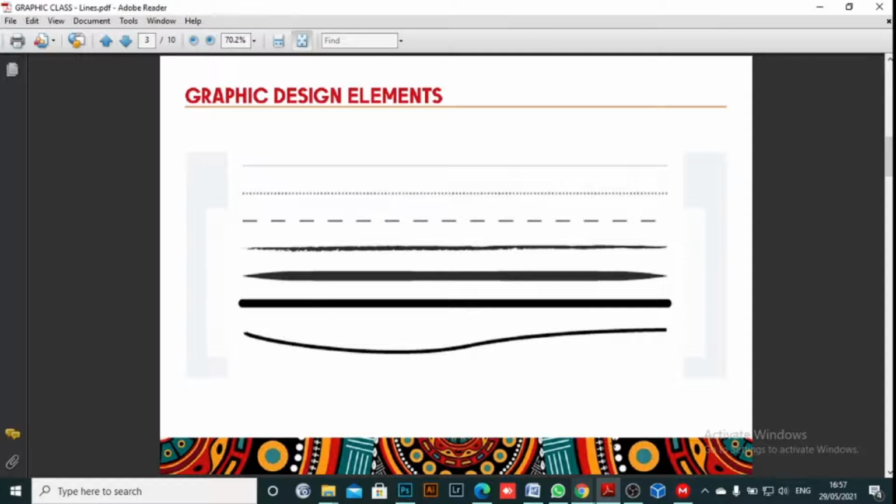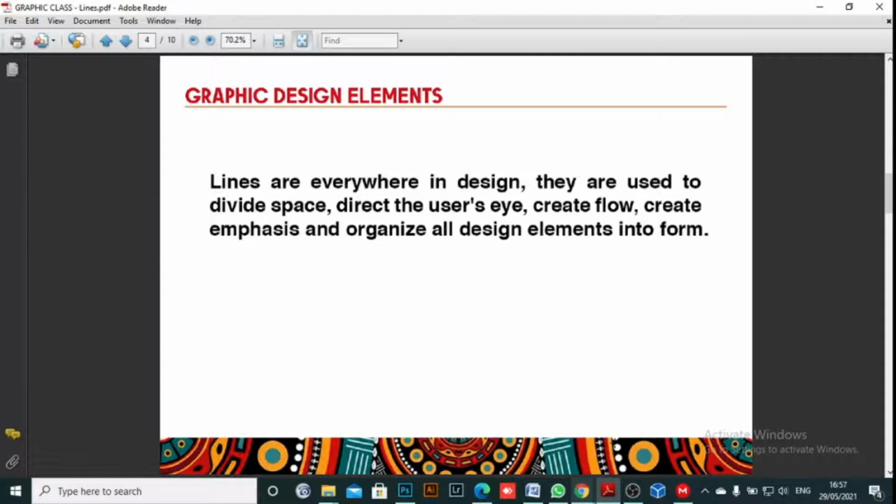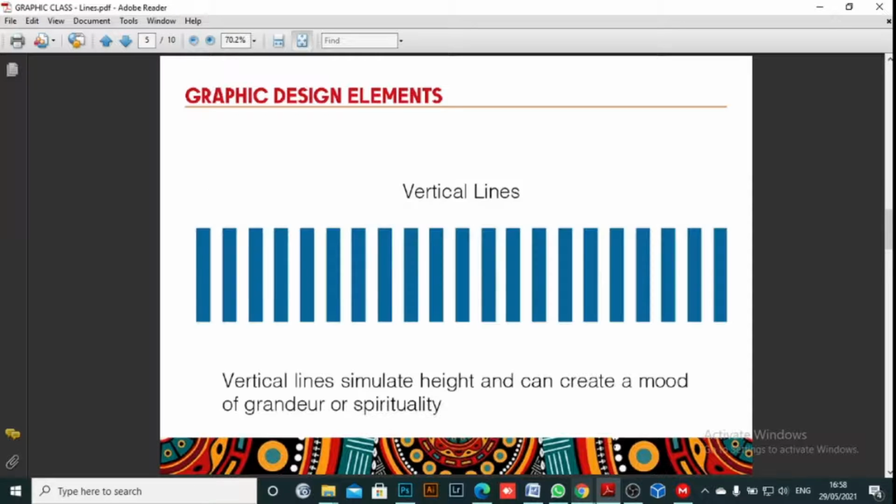So let's look at this: lines are everywhere in design. They are used to divide space, direct the user's eyes, like I said, create a flow, create emphasis, and organize all your design elements into form. So that's line.